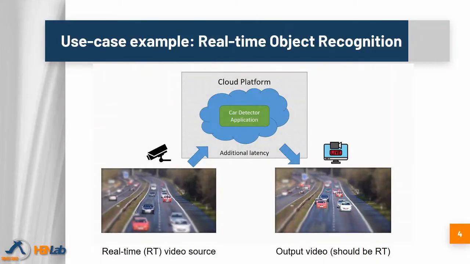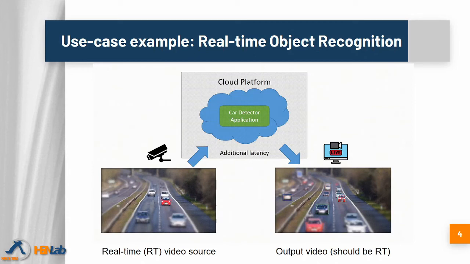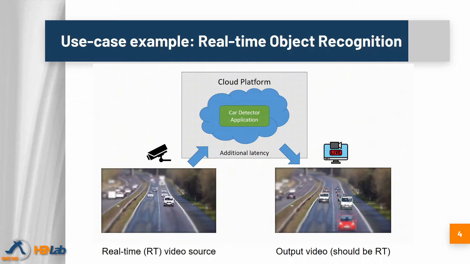I brought here an example use case where real-time application execution is essential. Let us assume that we have a traffic camera right next to a highway, and we would like to process its recorded video, recognize the cars, and stream the video source with these recognized cars live. If we run this car detector application in the cloud, we must consider the processing time of the input video frames and, more importantly, the additional latency of the network between the camera and the application. If the application is not fast enough, that is, not working in real time, then just like in this slide, the output video won't be live.